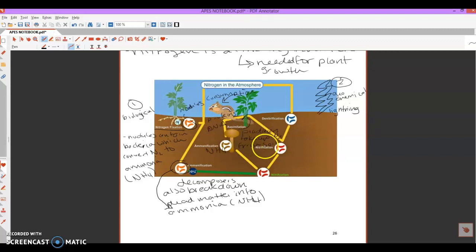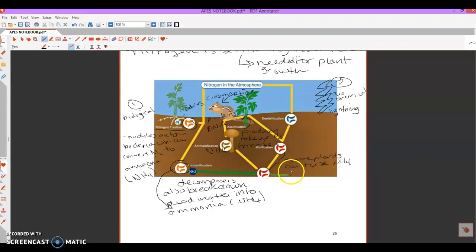Okay, now here's the issue, is that some plants cannot uptake ammonia, so it has to be converted into something else. So in nitrification, look, here we have more bacteria, okay? Some plants can't use NH4. Remember, NH4 is ammonia. Some plants can't use ammonia.